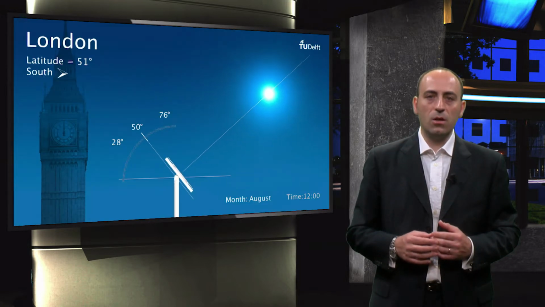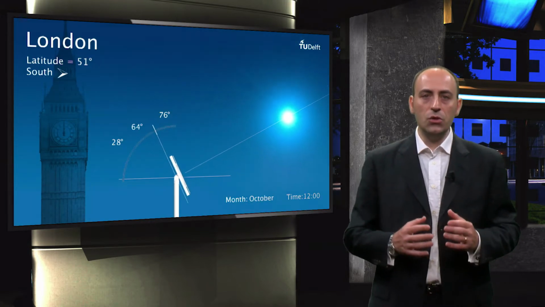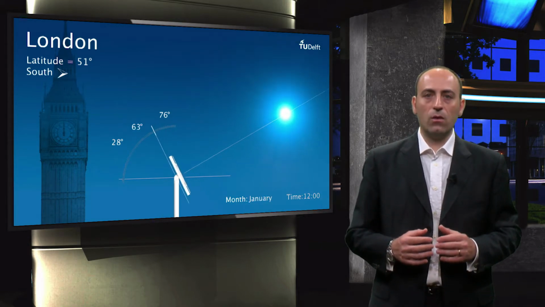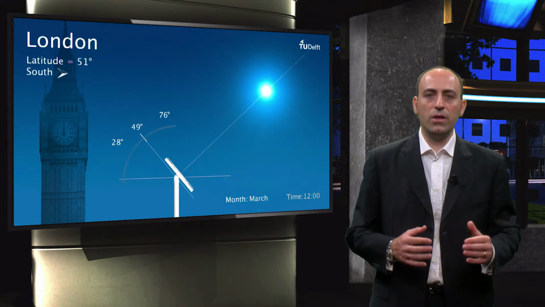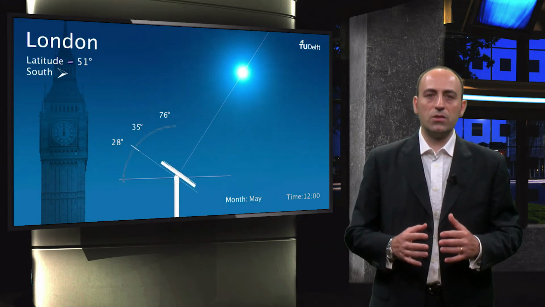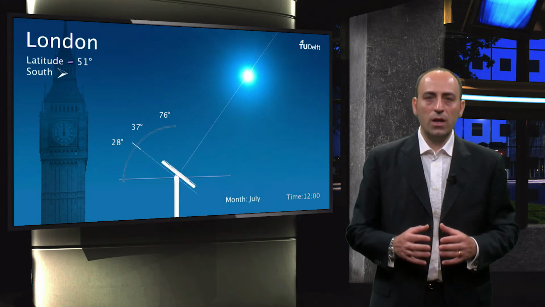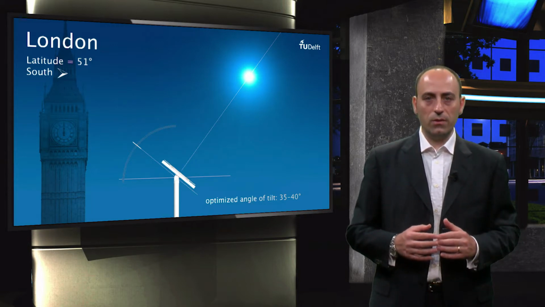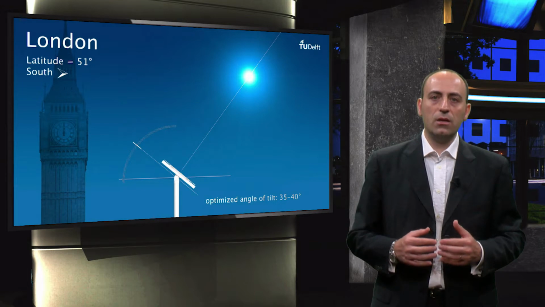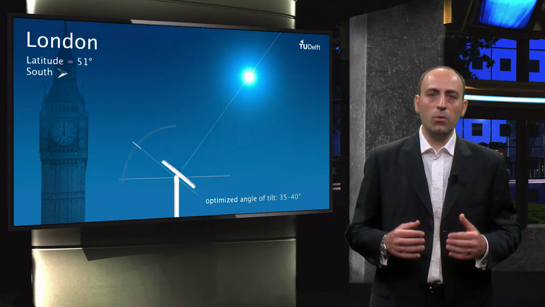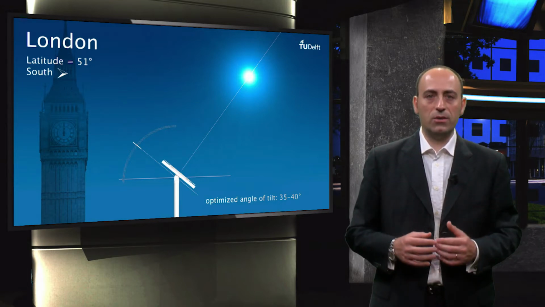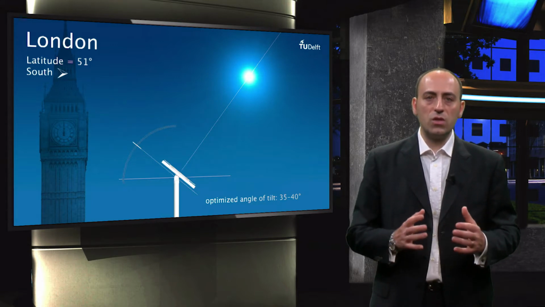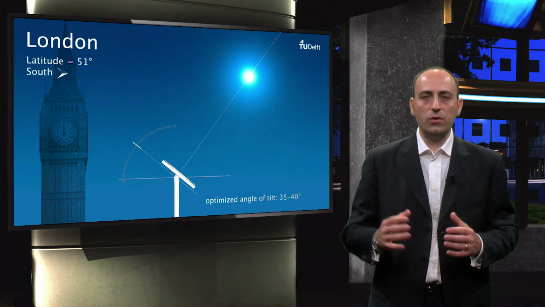In this animation, we can see the position of the sun at noon in London over the whole year. The optimal tilt angle of the module changes throughout the year as the position of the sun in the sky changes. The sun is high in the sky in summer and low on the horizon in winter. At the end of this simulation, the best fixed tilt angle is computed to optimize the annual energy yield. For London, this optimal tilt angle corresponds to somewhere between 35 and 40 degrees.